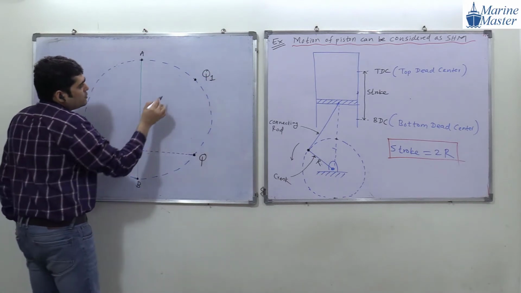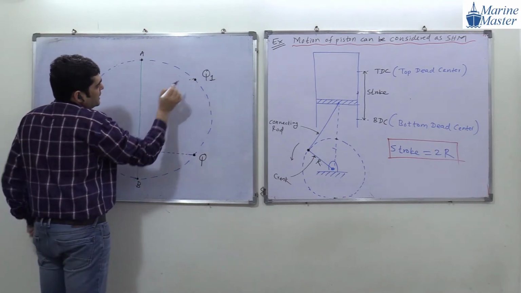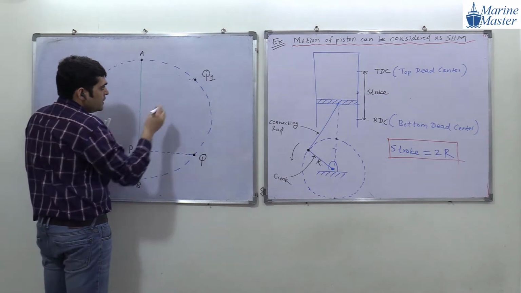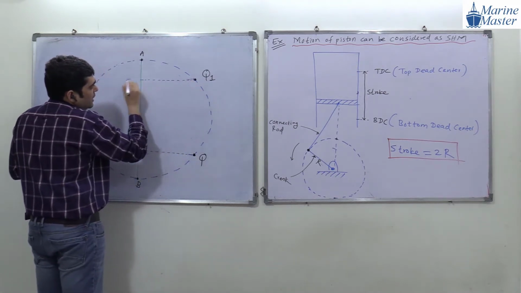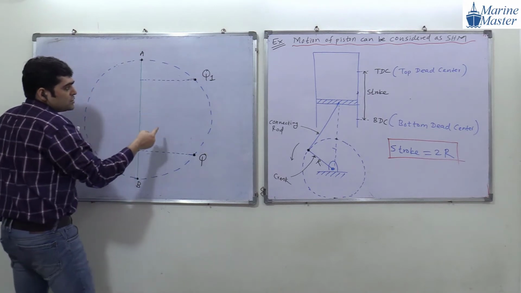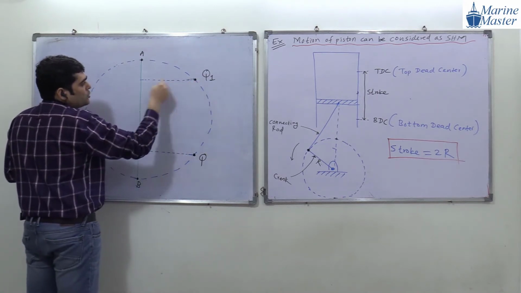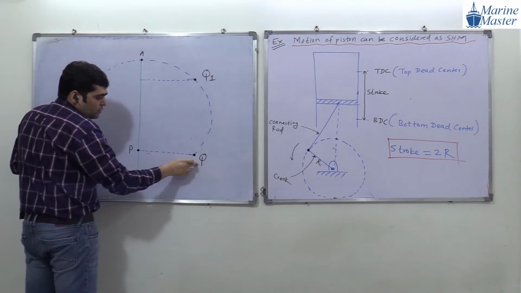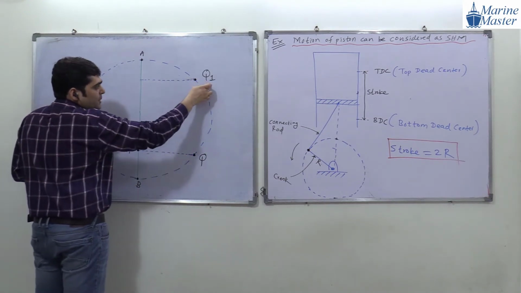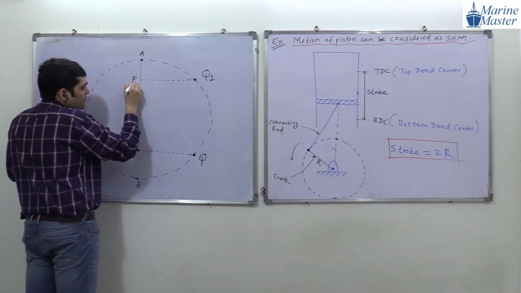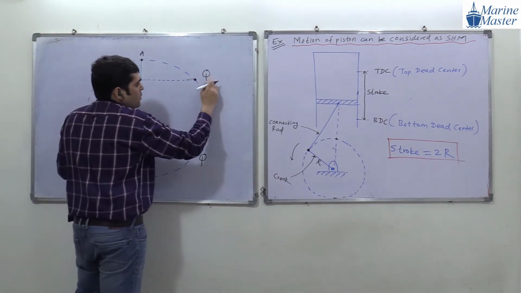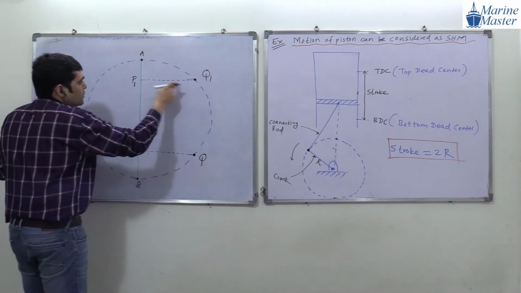Then what will be the corresponding projection? The corresponding projection of Q1 will be, we will say, P1. So with respect to Q1, the projection is P1.